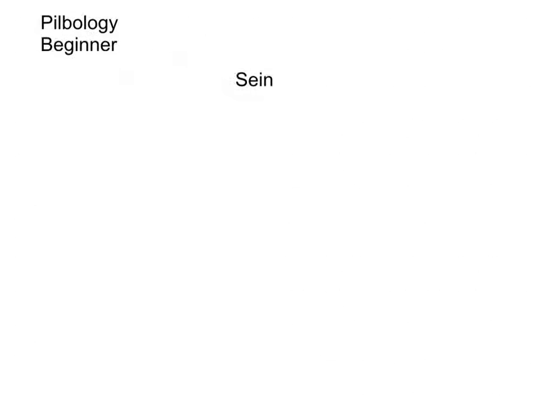If you guessed to be or not to be, that is the question, you're absolutely right. It means to be. Oder, O-D-E-R, in German means or. So sein oder nicht sein, to be or not to be, is the old Shakespearean adage.